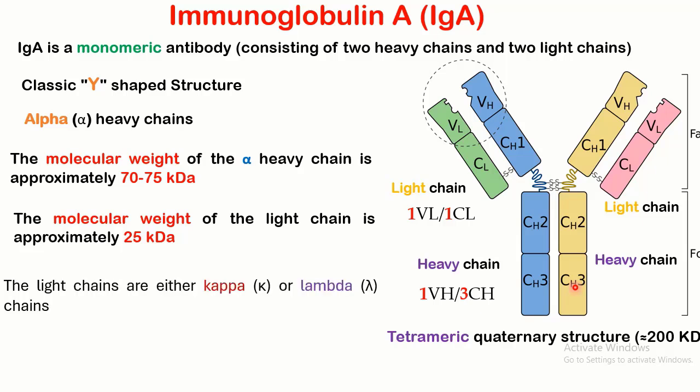Now, the light chains of immunoglobulin A can be either the kappa or the lambda chain. These are the two most common light chains that you are going to see in the antibodies, in all classes of antibodies. So when you talk about immunoglobulin A, you can expect the presence of kappa as the light chain. You can also expect lambda as the light chain. So this light chain could be lambda, or this could be kappa in nature.